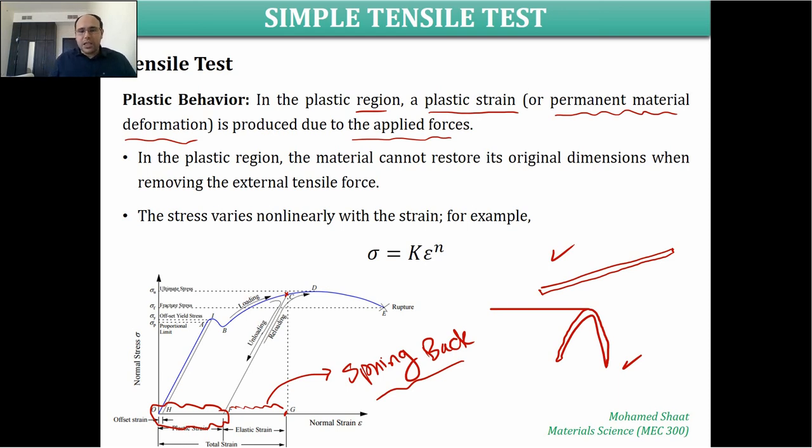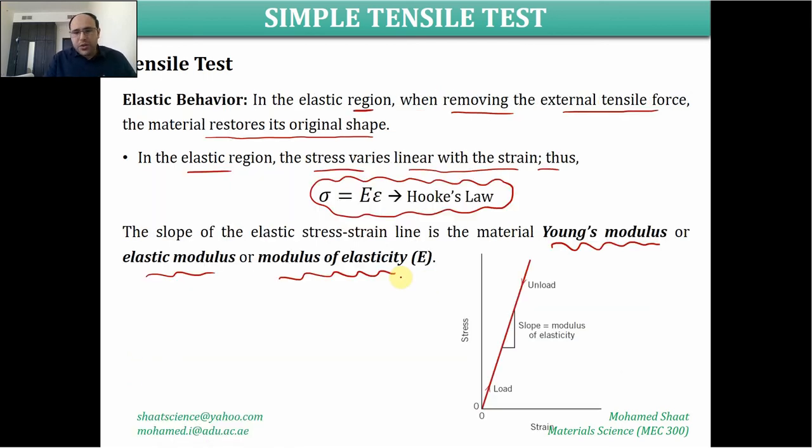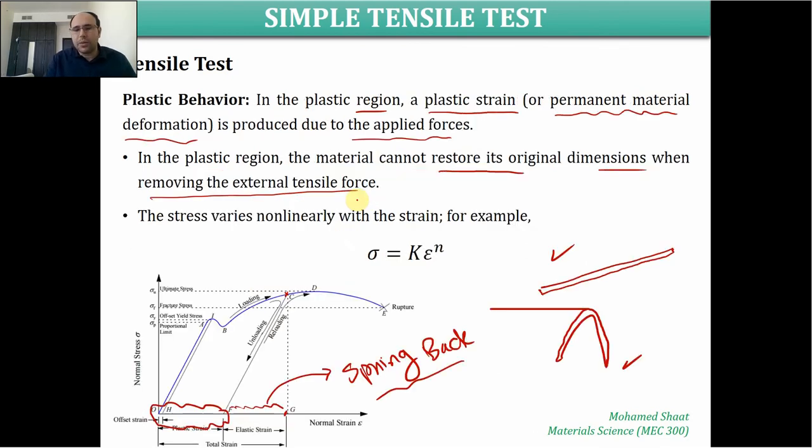In the plastic region, the material cannot restore its original dimensions or shape when removing the external applied force, and in that case there is no linear relation anymore between the stress and the strain. Within the elastic region, the stress has a linear relation with the strain. There is a linear stress-strain relation, and the slope of this relation is known as the elastic modulus of the material.